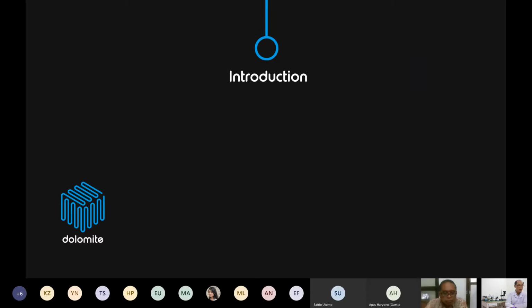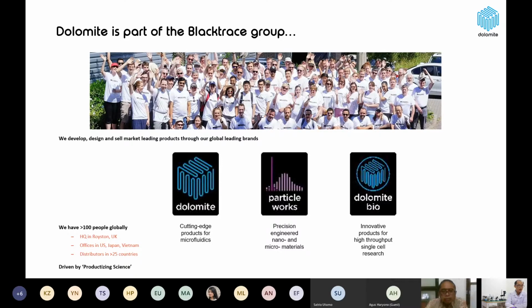The first introduction: Dolomite is a part of the Blacktrace Group, with the group designing and sharing market-leading products through our global leading brands, including Dolomite. Dolomite provides microfluidic-based solutions for a range of applications, including drug encapsulation, droplet manufacture, and particle generation. The second brand is Particle Works. We provide precision engineered nano and micro materials. And the third brand is Dolomite Bio.